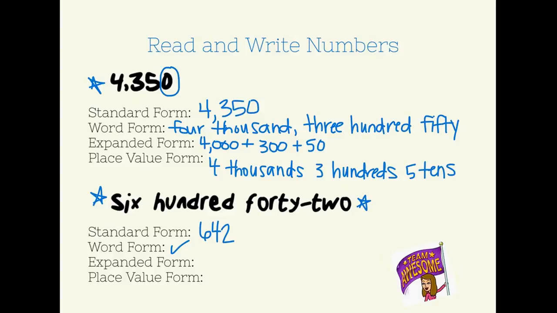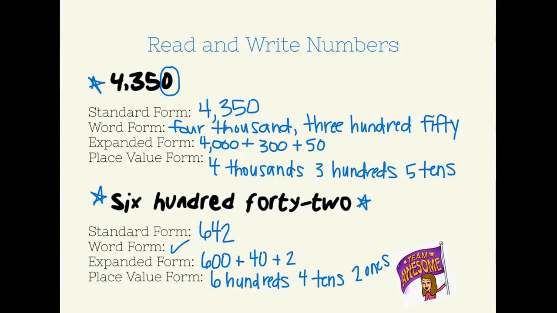So let's stretch it out. That'd be 600 in the hundreds place plus 40 in the tens place plus 2 ones to make our number. Place value form, there are 6 hundreds used. And then instead of writing 40, remember I write that there's 4 tens used and then 2 ones used to create this number.